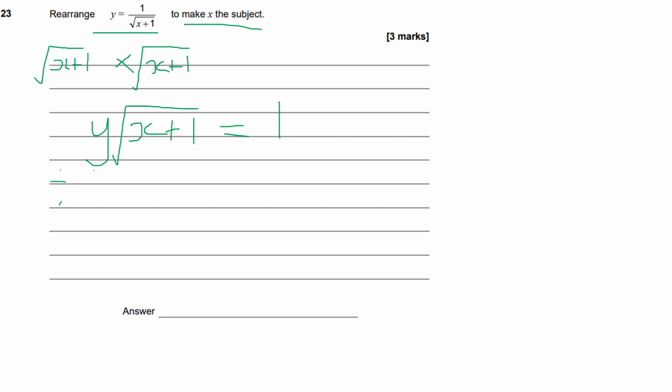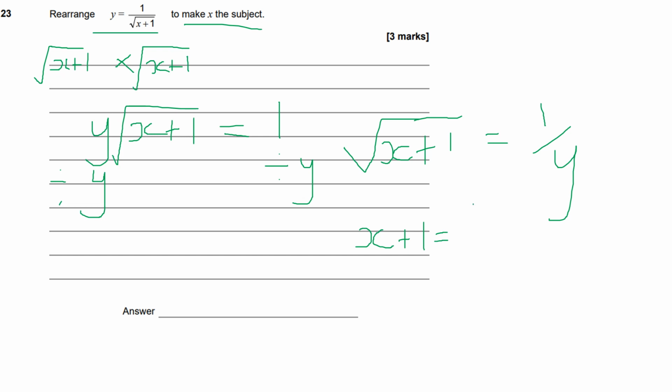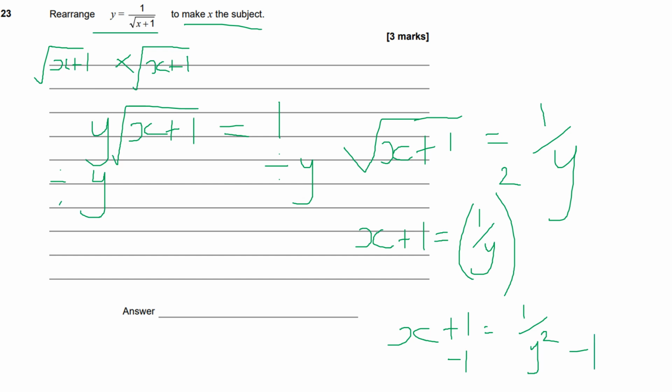Divide both sides by y. So I get root x plus 1 is equal to 1 over y. The opposite of a square root is to square both sides. So I'm going to have x plus 1 is equal to 1 over y, all squared. Be very, very careful here. So x plus 1 is equal to 1 over y squared. Subtract the 1 on both sides, and that gets me x is equal to 1 over y squared, minus 1.